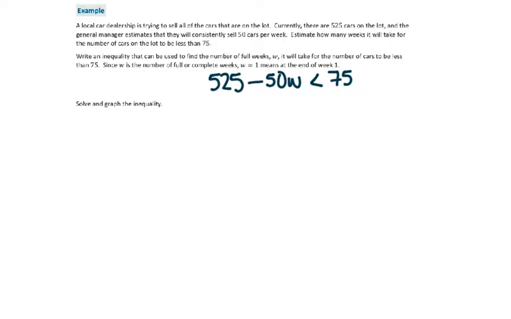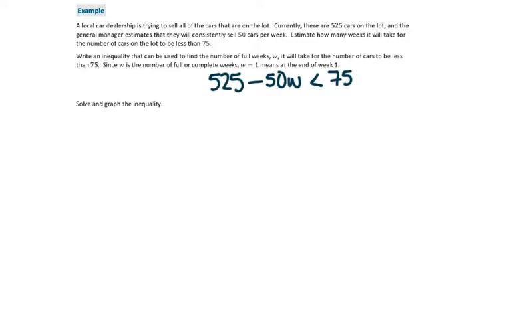It says write an inequality that can be used to find the number of full weeks W it will take for the number of cars to be less than 75. Since W is the number of full or complete weeks, W equals 1 means at the end of week 1. So if we solve for W, we're going to know how many full weeks we need to sell 50 cars per week for. So we're saying that W is equal to 1. We're selling 50 cars per 1 week.